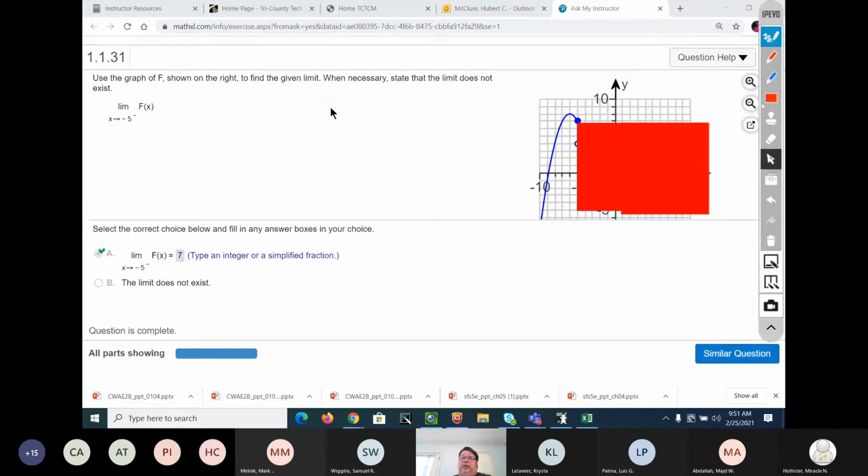It's kind of like reading from left to right. You're used to reading from left to right. This one says you're coming from the left-hand side. And that is a good test question.